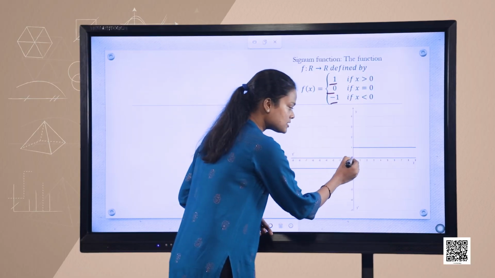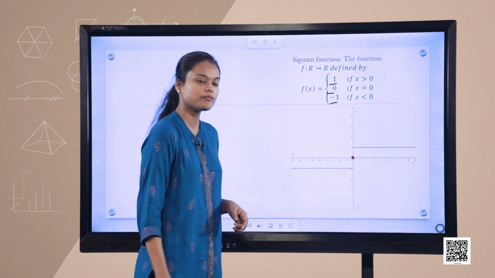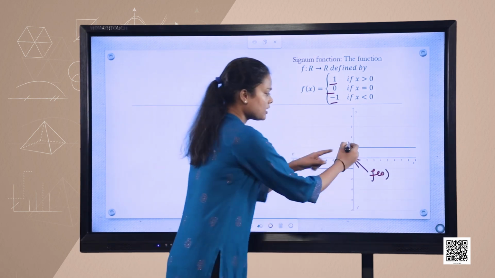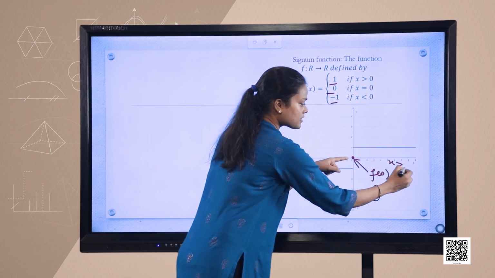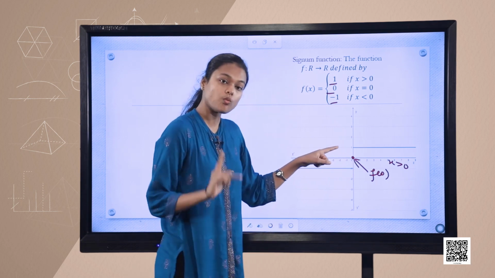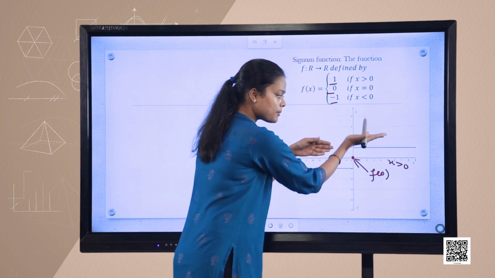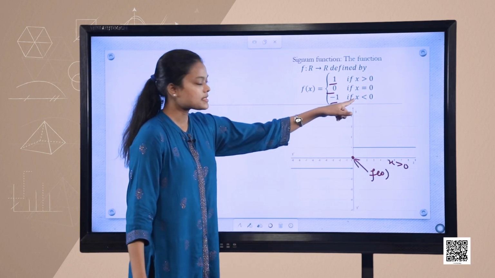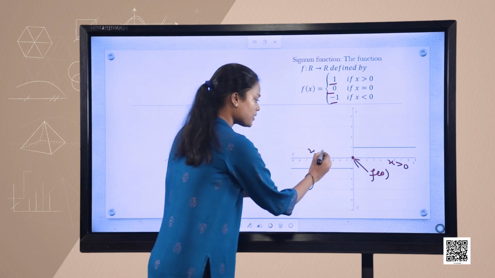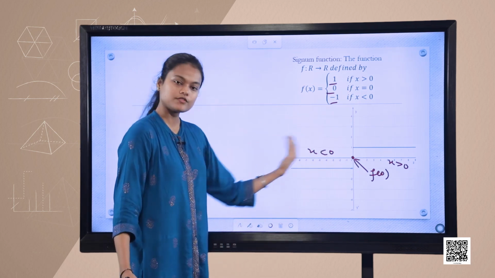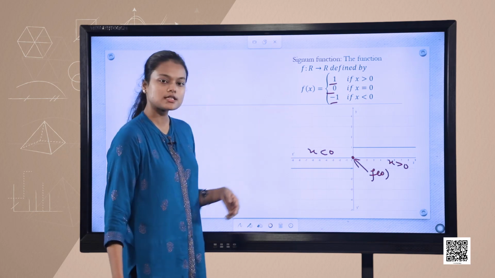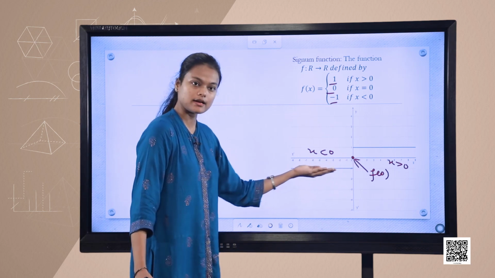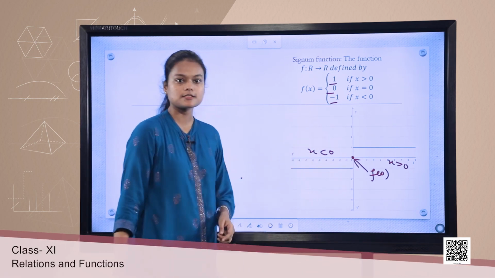You may see that this point 0 is representing f of 0. Whenever x is greater than 0, f of x is taking 1 as the value, so it will be a line parallel to the x-axis on the positive side. When x is less than 0, that is when we are taking all the values on the left hand side of the real line, then f of x is coming out to be negative 1. So it will be a constant, that means a parallel line below the x-axis.